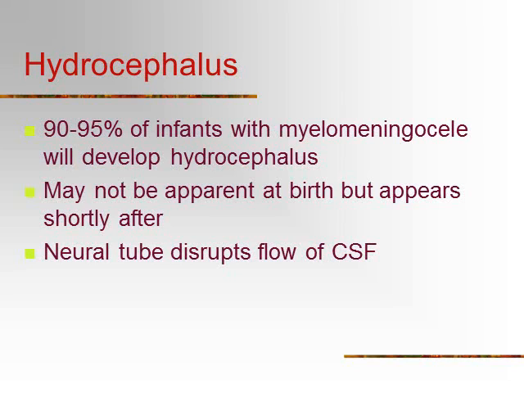Okay, hydrocephalus. So 90 to 95% of infants with myelomeningocele will develop hydrocephalus. So these two often go hand in hand. It might not be apparent at birth, but then shortly after it presents itself. The neural tube actually disrupts the flow of CSF and then it builds up in the brain. So this is just a little baby. You can see that has hydrocephalus. This is what they typically look like, with kind of a large forehead, and you can tell that the skull is being expanded, and the fluid is pushing out on everything.